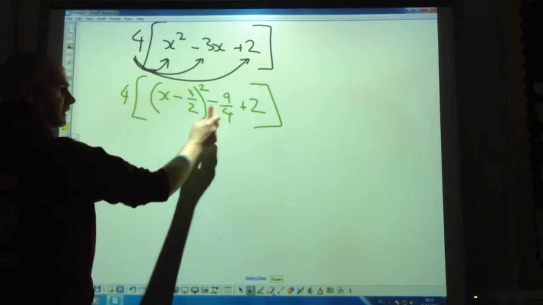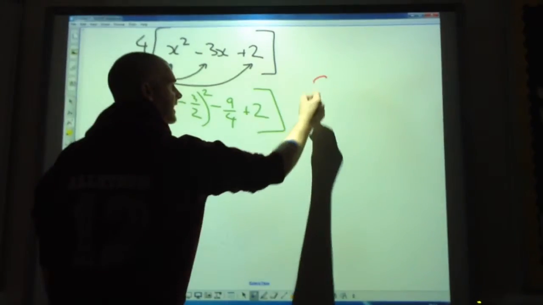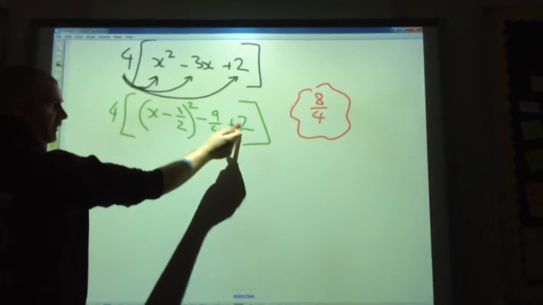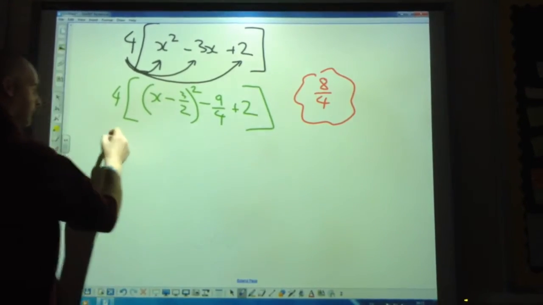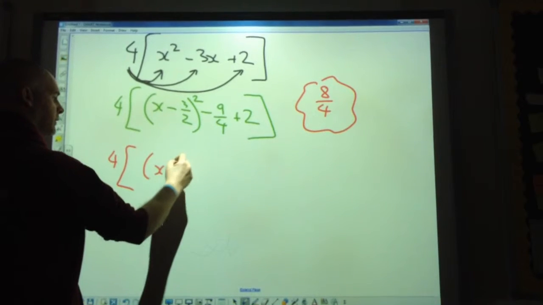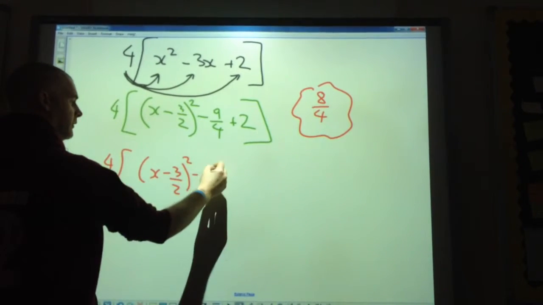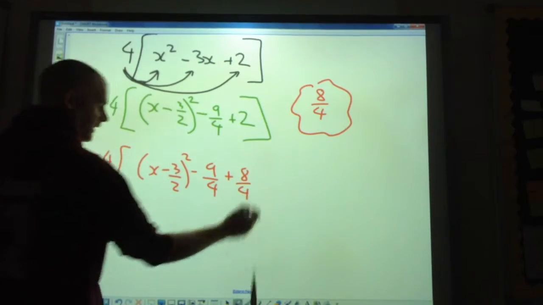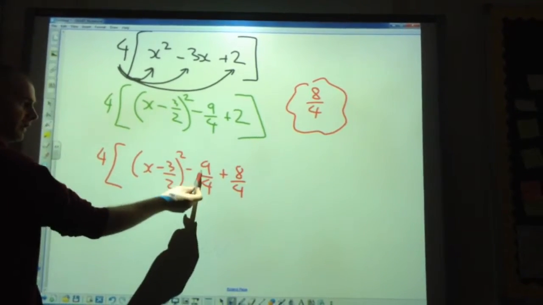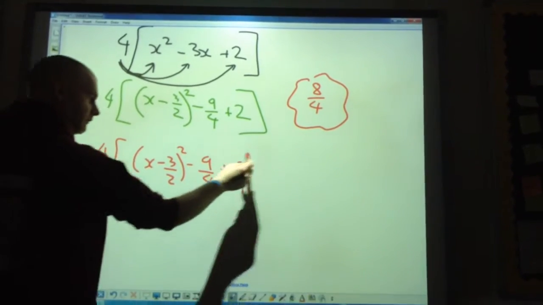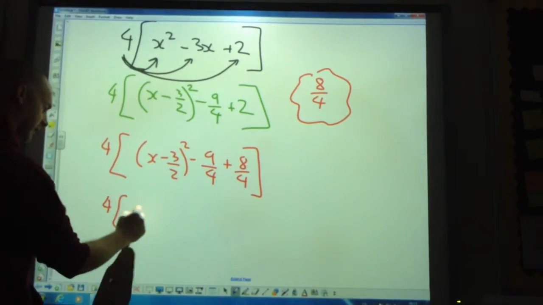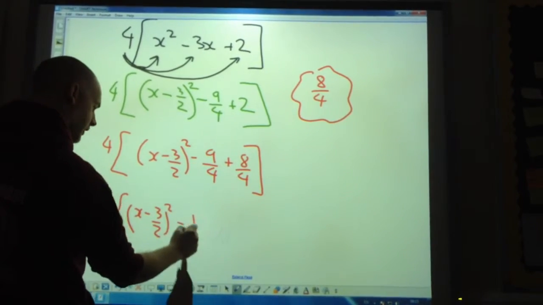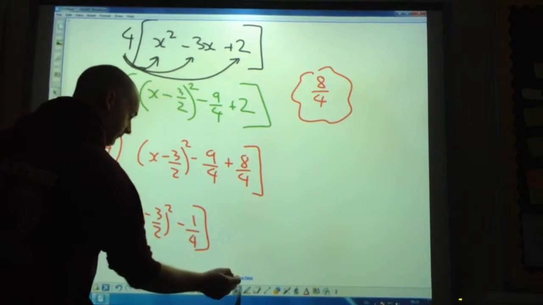So, simplifying the last two terms, 2 is the same as writing 8 over 4, because 8 divided by 4 is 2. So I'm going to write that as 8 over 4, and rewrite it. 4 times x minus 3 over 2 squared minus 9 over 4. I'm rewriting that as 8 over 4. I can then simplify nice and easily. Minus 9 add 8 is minus 1. So I leave it as 4 times x minus 3 over 2 all squared minus 1 over 4, close the bracket.